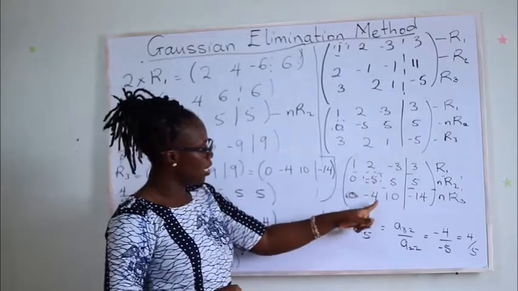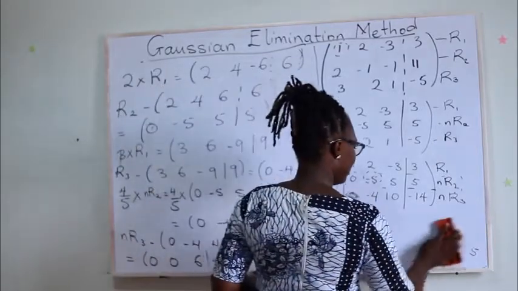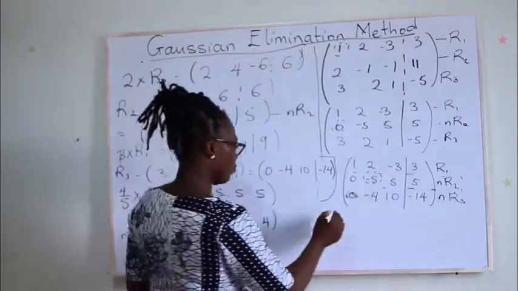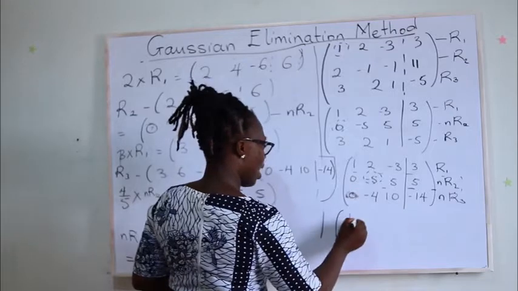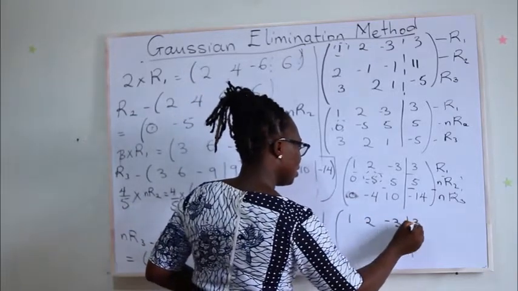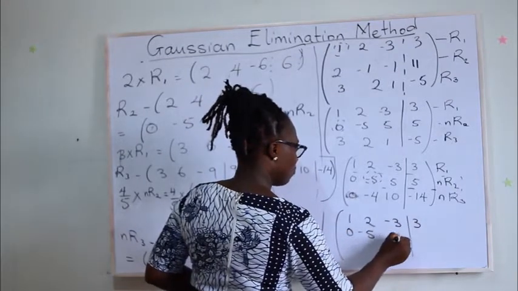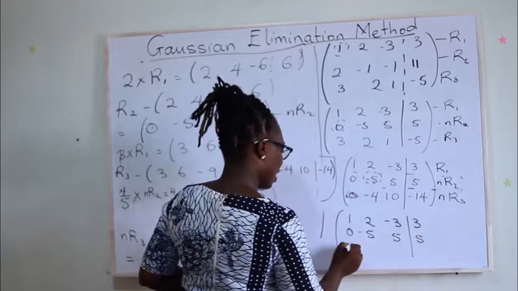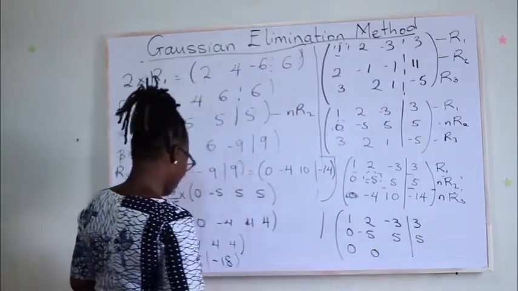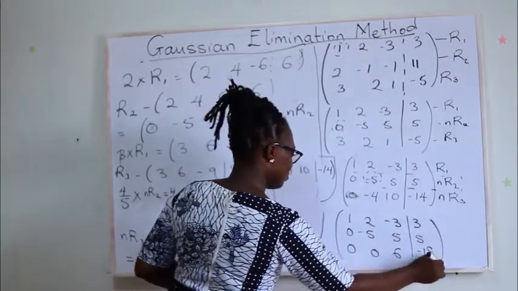So now this becomes the row 3 here. I've tried eliminating that. So I can write my new matrix as, so what do I have? I have 1, 2, negative 3. I have 3, 0, minus 5, 5 and 5. Then I have 0, 0, 6, and minus 18.